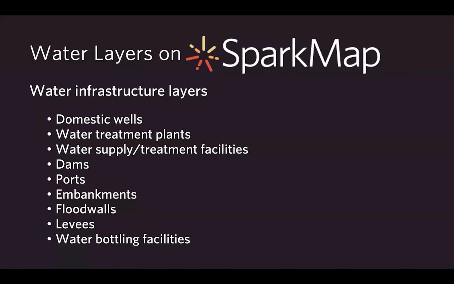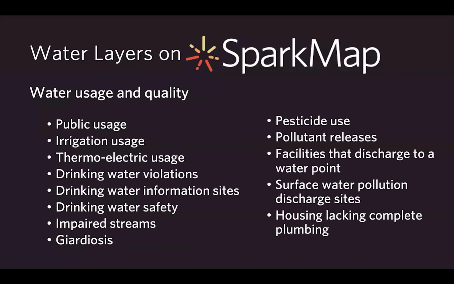Outside of base layers and climate layers, we also have water usage or water infrastructure layers, excuse me. So we're thinking about, what are the physical elements that we've got out there? So things like domestic wells, water treatment plants, bottling facilities. And then we get into some of those more structural items like dams, ports, embankments, levees. So all of that type of stuff is also available in the map room for you.